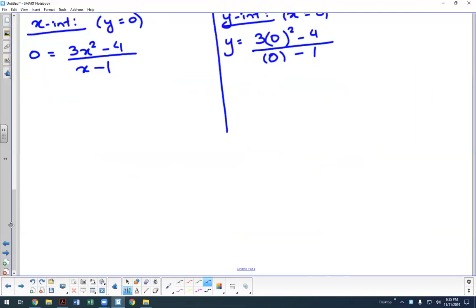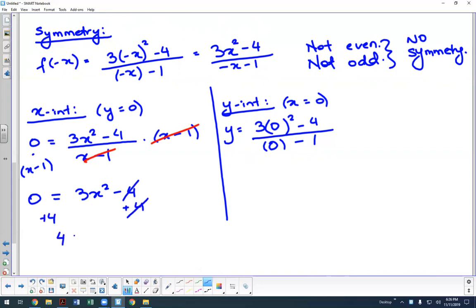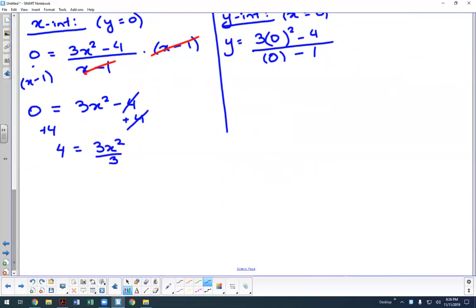So we're setting our y equal to 0. Again, like we did in the previous example, get rid of your denominator first. So we multiply both sides by x minus 1, which of course means on the right-hand side that cancels out. 0 times anything is 0 on the left-hand side. So we end up getting 3x squared minus 4. And our goal is to get x by itself. So here we can start by moving the 4 first, and then divide everything by 3. So Amy, it looks like you should not get 2/3.